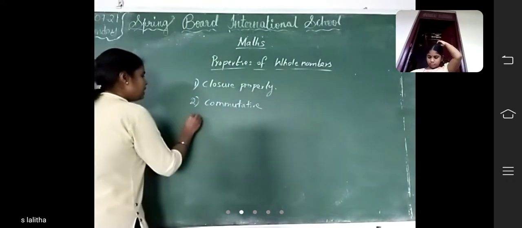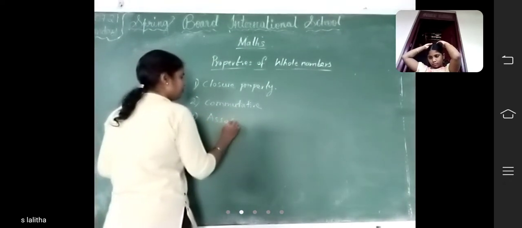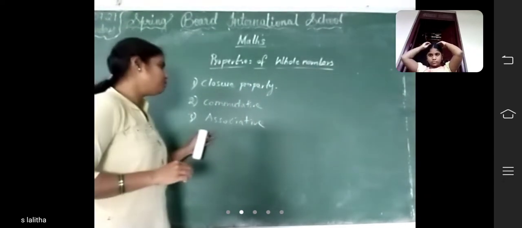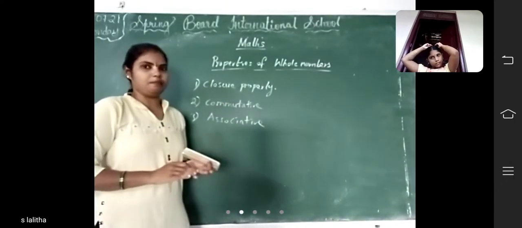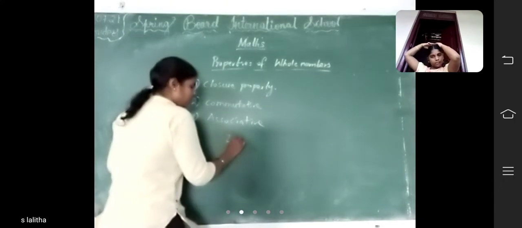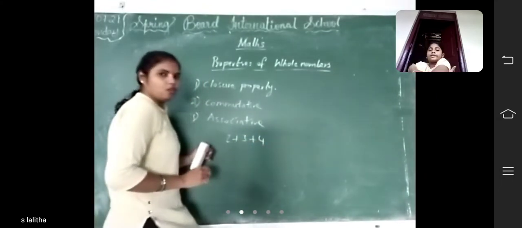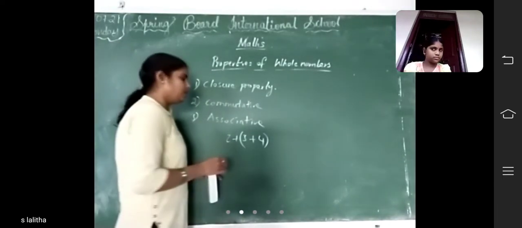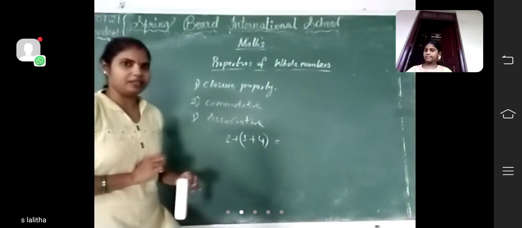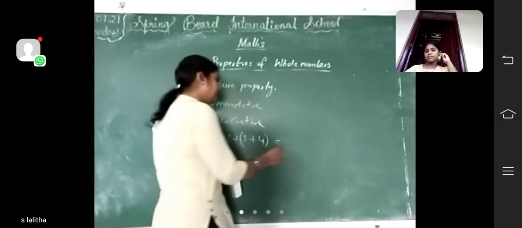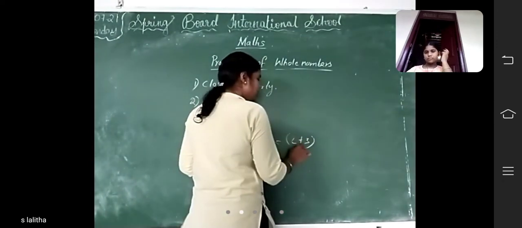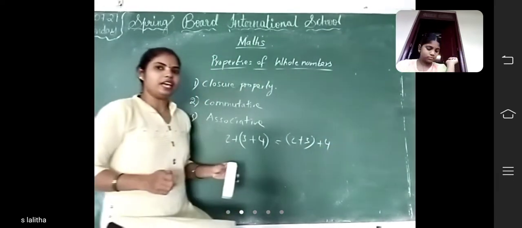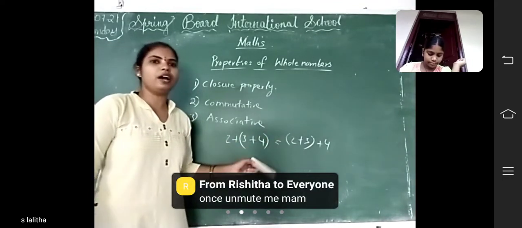And next property is associative property. In the associative property we are taking three whole numbers. That means 2 plus 3 plus 4. First you should add second and third whole numbers, then add first whole number. This is the left hand side. And right hand side is we can add first and second whole numbers, then add third whole number. Then we will get the same answer or not, you have to check it.